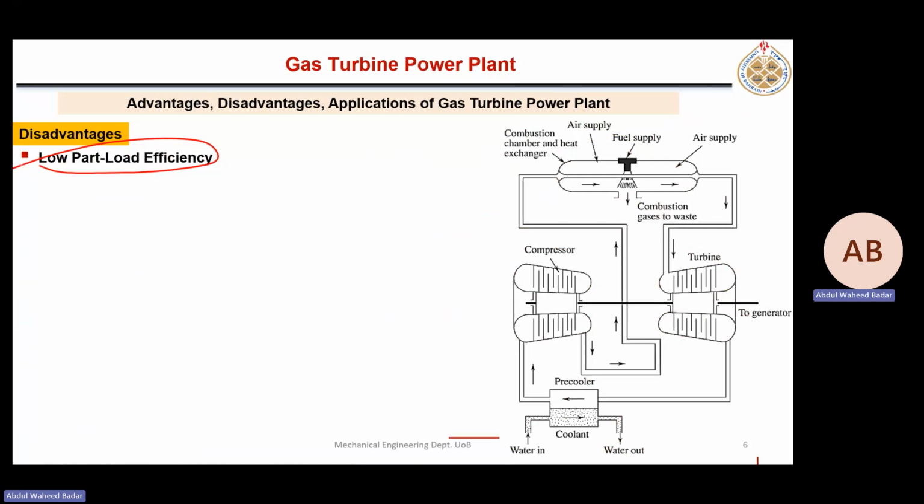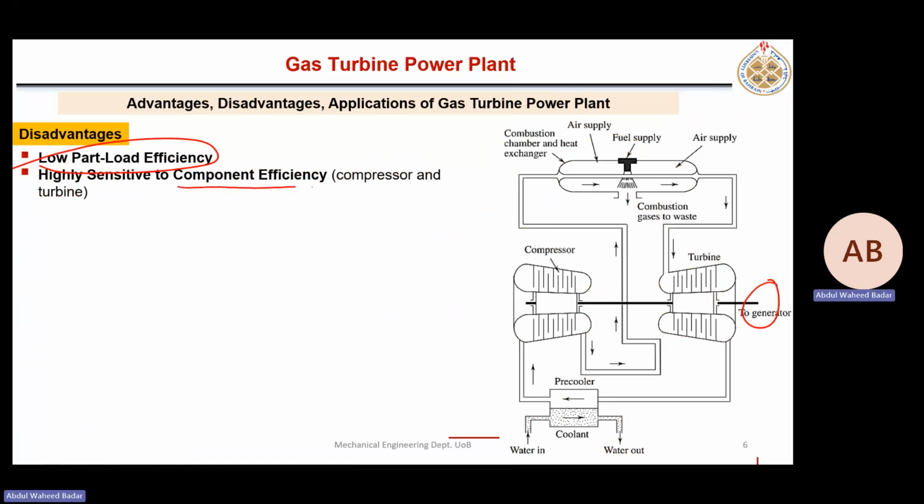Disadvantages, they are not good if the load is continuously varying. They are best if the load is constant. Load of what? Load of generator. Generator means the load of consumer, right? If that load is varying a lot, then their efficiency drops compared to the other power plants. So they have low part load efficiency.